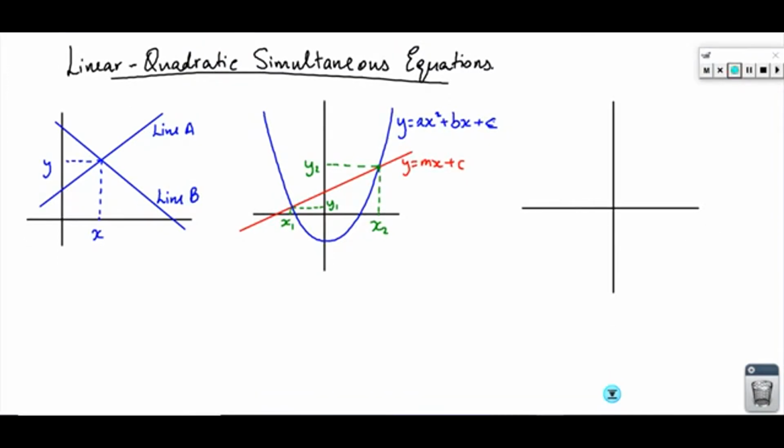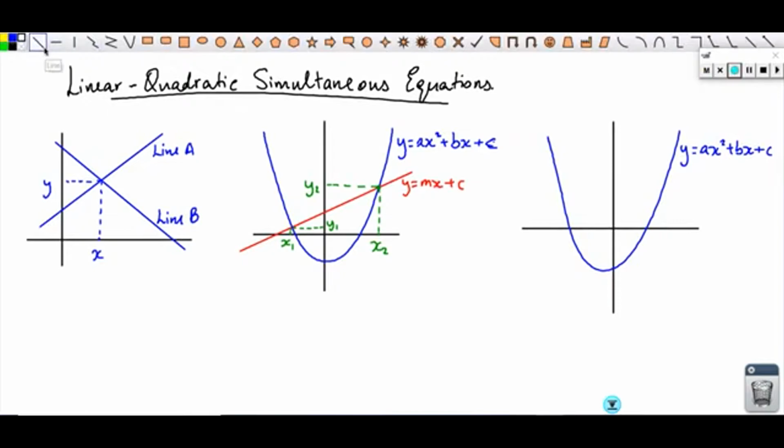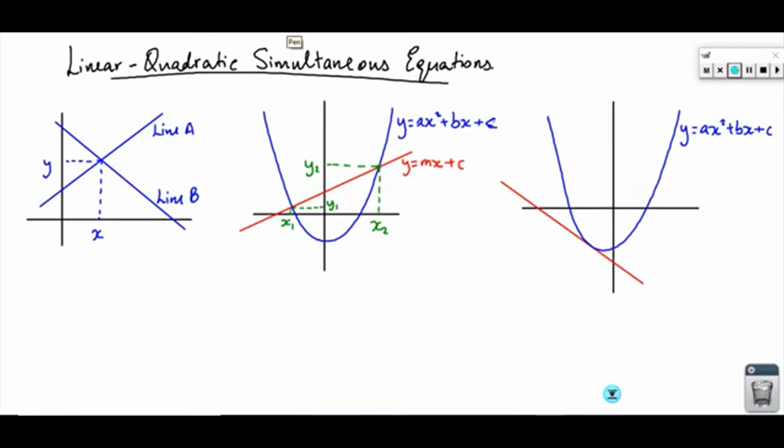So there is my quadratic equation, y equals ax squared plus bx plus c. And here is my line, the line y equals mx plus c. As we can see in this example, the two graphs met only once. So we have one answer for x and we have one answer for y. That's because the line now is a tangent to our curve.